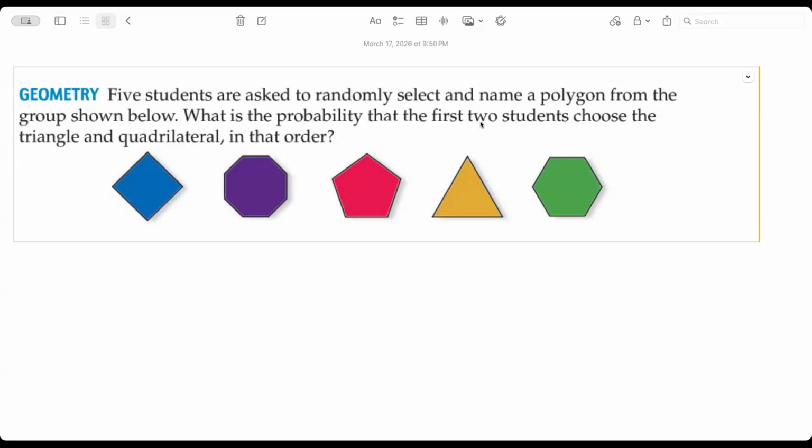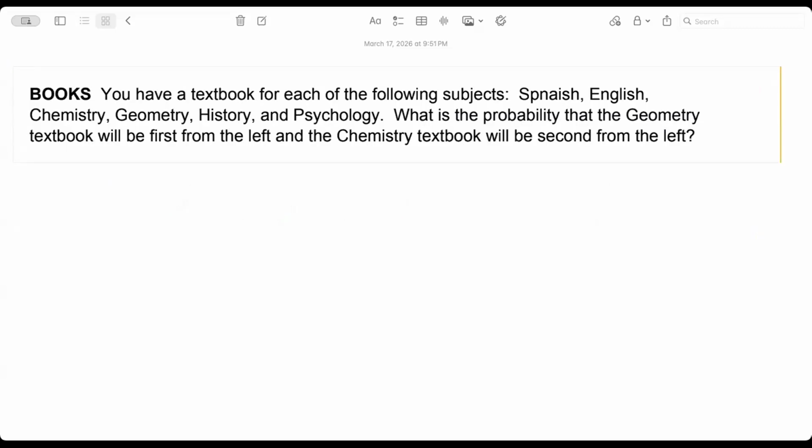Okay, see, probability is different from number of ways. If they ask for the number of ways something can be done, you're going to choose permutations or combinations, right? Now, here you see they're asking for probability. Then it is numerator by denominator. It will be a fraction.